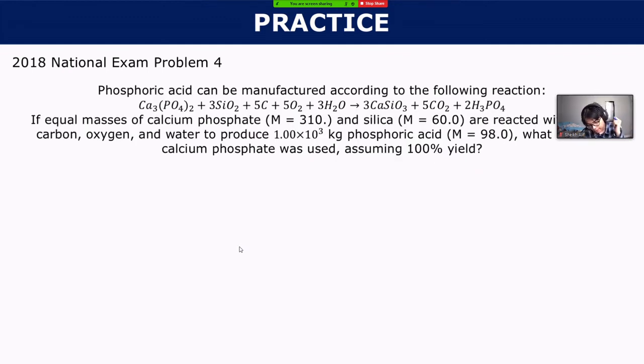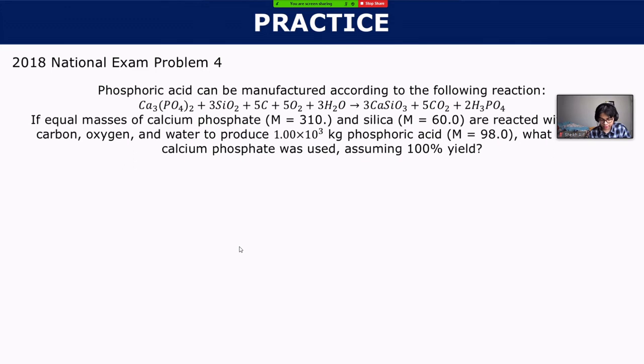Phosphoric acid can be manufactured according to the following reaction. If equal masses of calcium phosphate, molar mass 310, and silica, molar mass 60, are reacted with excess carbon, oxygen, and water to produce 1,000 kilograms of phosphoric acid, molar mass 98 grams, what mass of calcium phosphate was used, assuming 100% yield? Also, it's important to mention that on this test, molar mass is referred to as capital M. So don't get it confused with molarity.